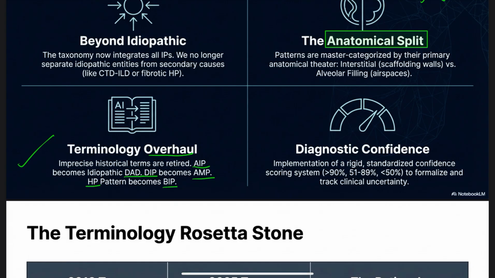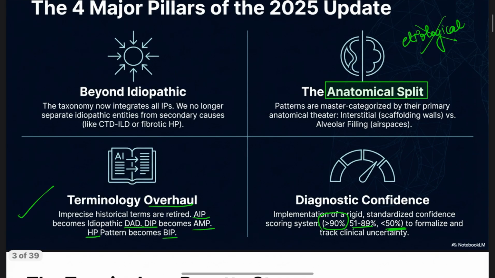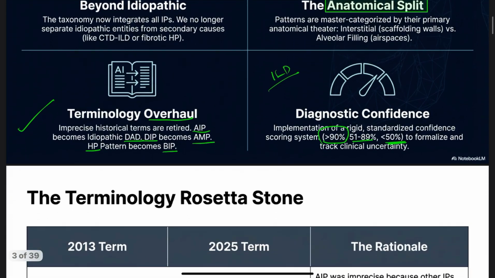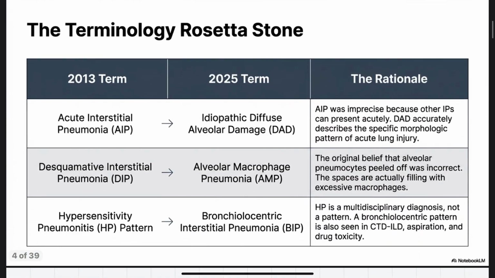And for diagnostic confidence, if there is strong evidence, it is more than 90%. If there is not much evidence, but moderate evidence is there, it is 50 to 89, and less than 50 is considered lower diagnostic confidence. So when we are diagnosing a case of ILD, we have to know how much diagnostic confidence we have. So these are the four major pillars of the 2025 update.